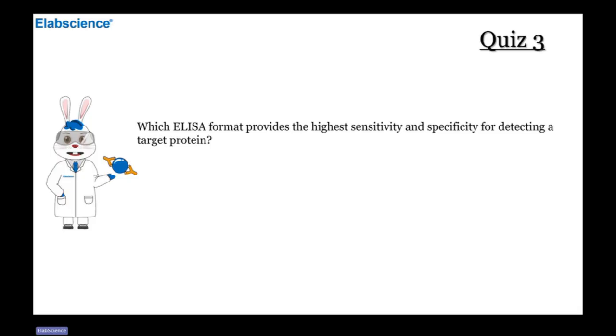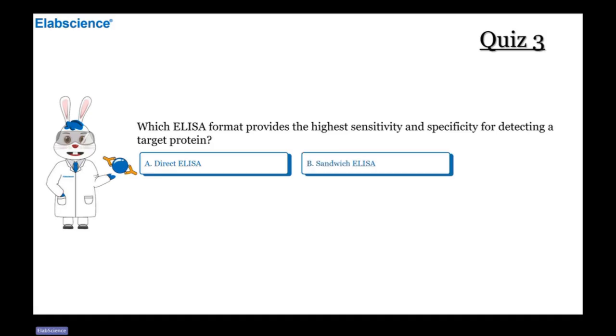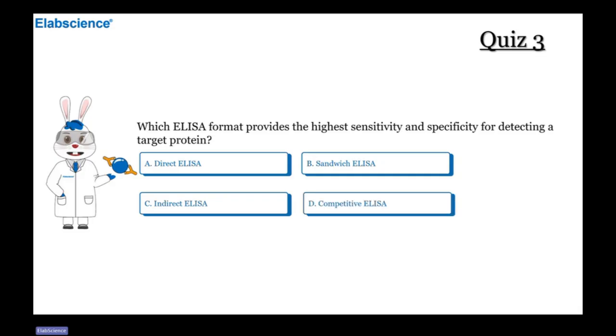Which ELISA format provides the highest sensitivity and specificity for detecting a target protein? Option A is direct ELISA kit, and option B is the sandwich ELISA kit. Option C is indirect ELISA kit, and the last one is the competitive ELISA kit. So which one provides the highest sensitivity and specificity for detecting a target protein?